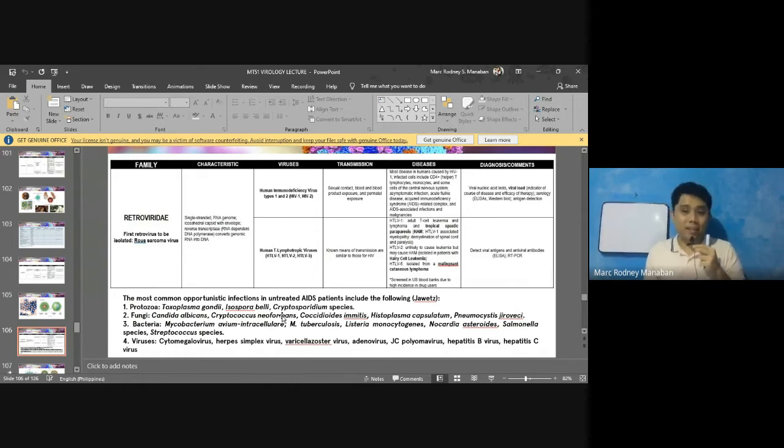Now, for diseases, of course, you know. HIV can progress to AIDS, especially if the CD4 cell count is less than 200 cells per microliter, or cubic millimeter. If less than 200, then the patient is considered to have AIDS already, because the patient is now susceptible to a lot of opportunistic infections. And for diagnosis, it's more on serology: nucleic acid detection, nucleic acid tests or NATs, and serology detecting markers of HIV, the proteins and antibodies to HIV.